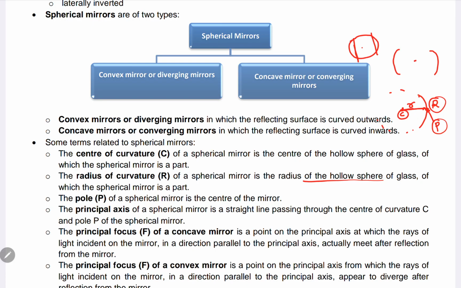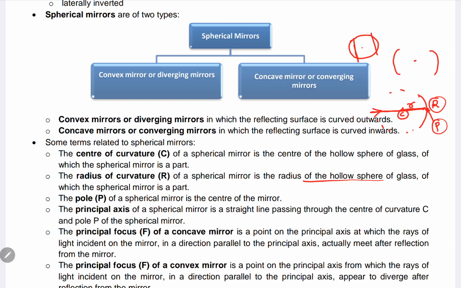Now what is the principal axis of a spherical mirror? This is the principal axis of the spherical mirror. It is a straight line passing through the center of curvature and the pole of the spherical mirror. This is known as the principal axis of the spherical mirror.